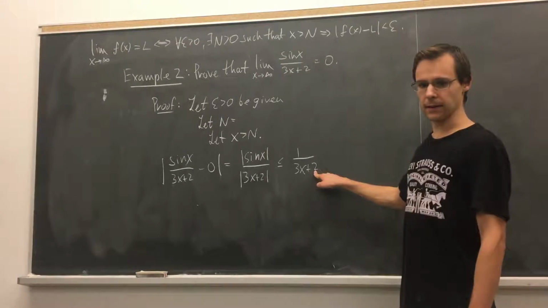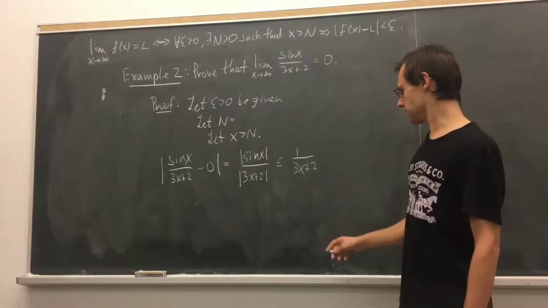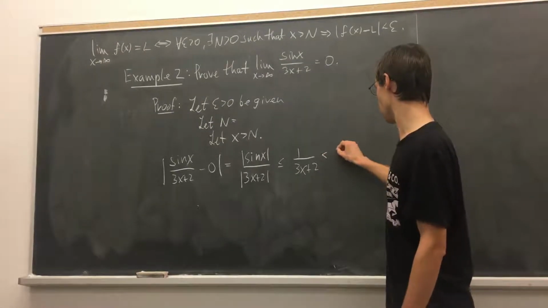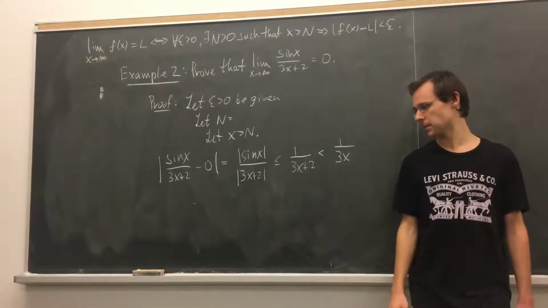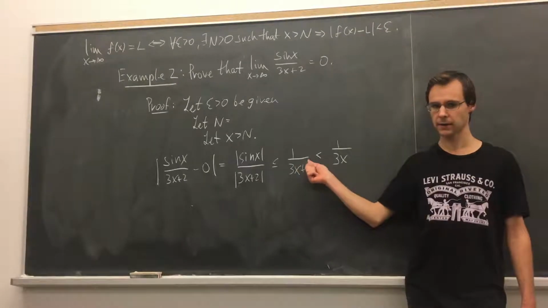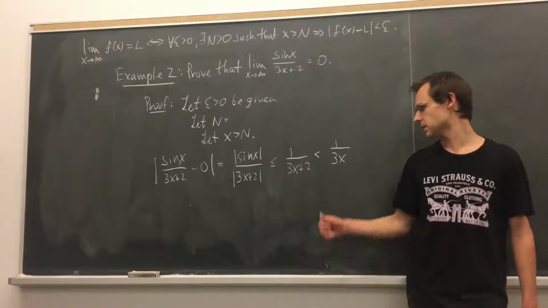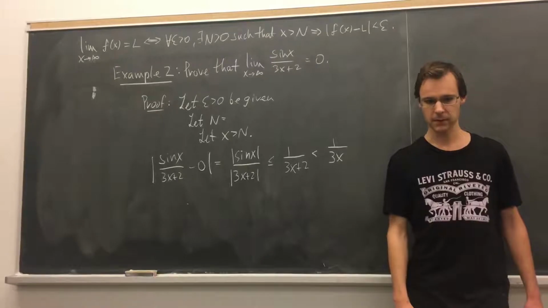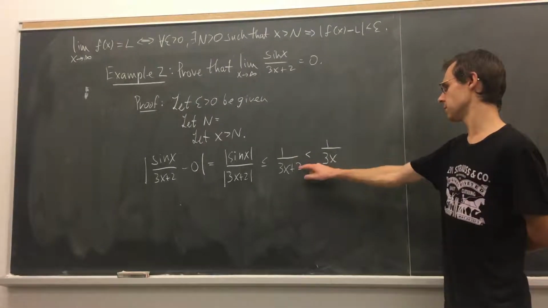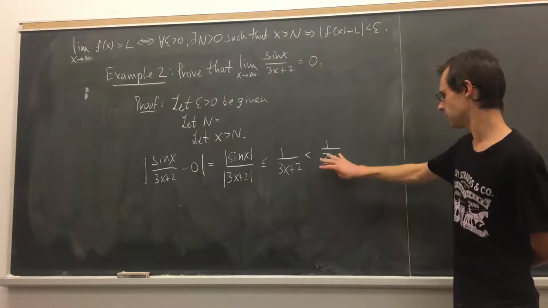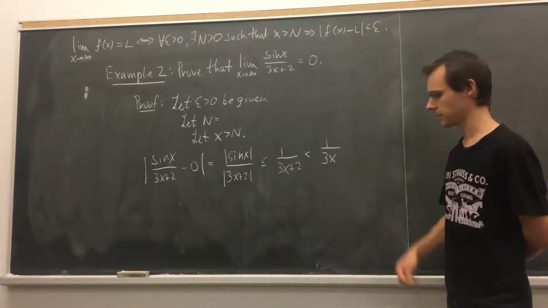We can simplify this a little bit by forgetting about the 2. Okay? So this is less than 1 over 3x. Of course, we didn't have to do that. I mean, we could have done the N replacement right away in this step. But it helps if you forget about the 2. Get something a bit simpler. Okay? So 1 over 3x plus 2 is less than 1 over 3x. We've made the denominator smaller, which makes the whole thing bigger.